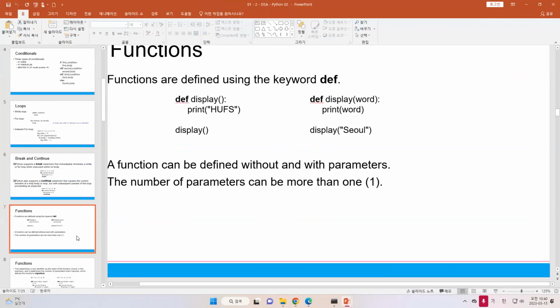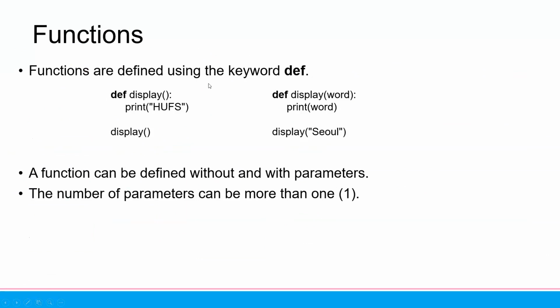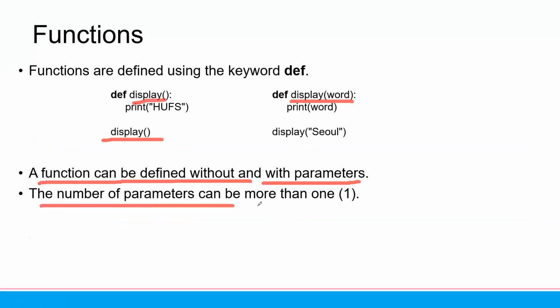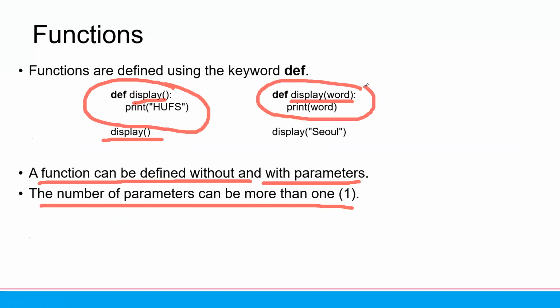Function. So a function should use def. And you need to specify the name of the function. And then you need to call the function. A function can be defined without and with parameters. And the number of parameters can be more than 1. So this is a function without parameter. This is a function with 1 parameter.